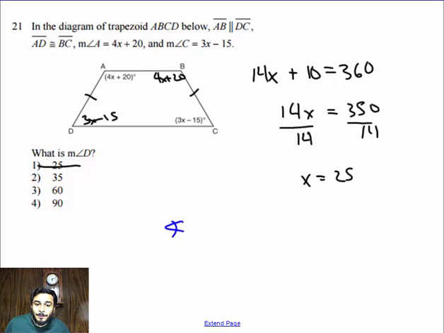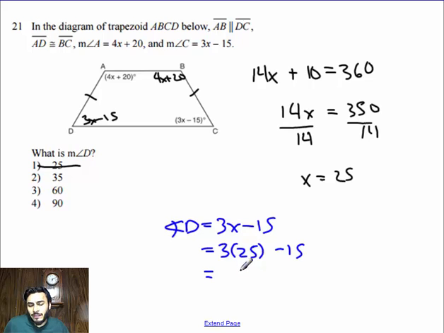So angle D is expressed as 3x minus 15, so we'll plug in that 25 for x. So that's going to be 3 times 25 minus 15. 3 times 25 is 75. 75 take away 15 is 60. So the answer is choice 3.